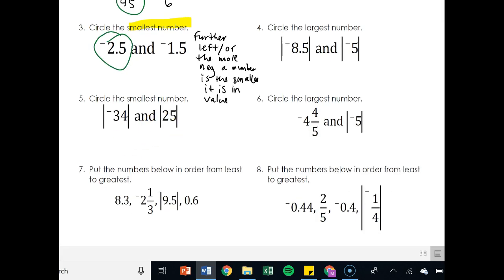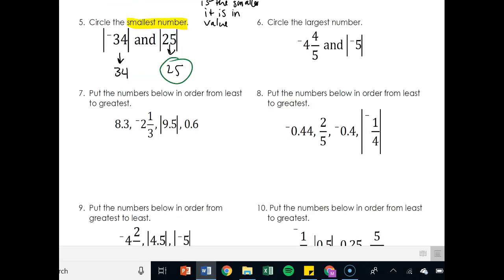All right, circle the smallest number again. I read the problem. I'm looking for the smallest number. First, I need to say, okay, I got the absolute value of negative 34, which is 34. It means negative 34 is 34 spaces from 0. I have the absolute value of 25, which is still 25. That means 25 is 25 spaces from 0. And I'm circling the smallest number out of those two. It's 25.